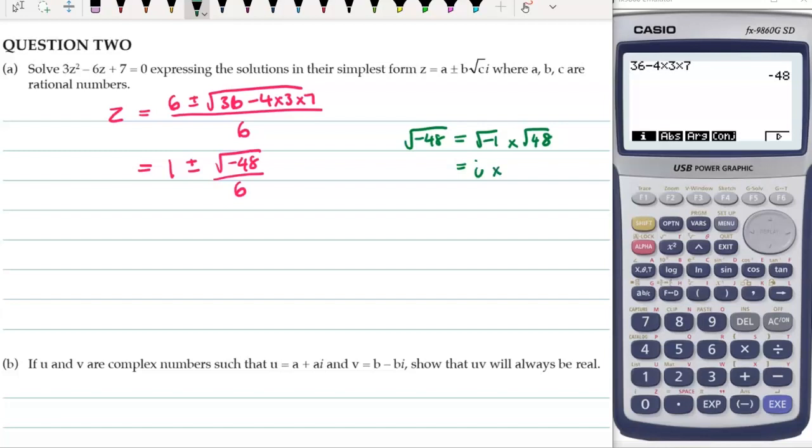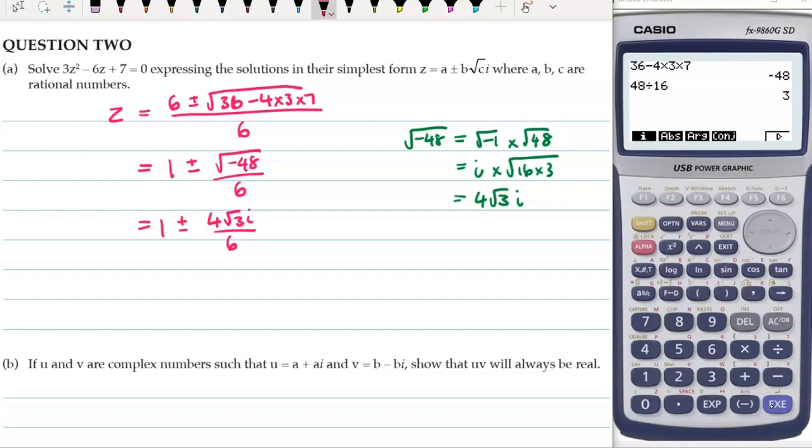Now 48, let's try and take out a factor that is a square number. So you can do 48 divided by 16. That gives us 3. So that's the square root of 16 times 3. So the square root of 16 is 4. So we'll have 4 root 3, and then it gets multiplied by the i. So back over to what we were doing, this is now 1 plus or minus 4 root 3 i over 6.